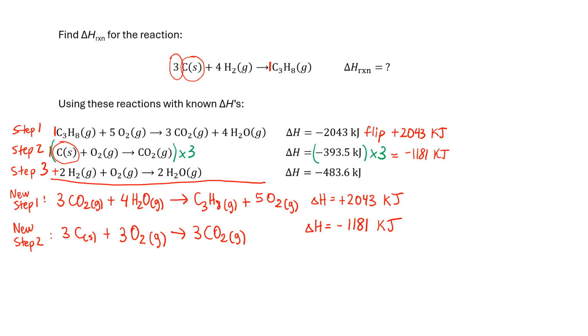Okay, do we need to do anything to step 3? Well, let's take a look. H2 gas is a reactant here. It's a reactant in our overall equation, so no need to flip the equation there, but there's 4 of them, and we only have 2. So what do we need to do? We need to multiply by 2. Which means you need to multiply this by 2.